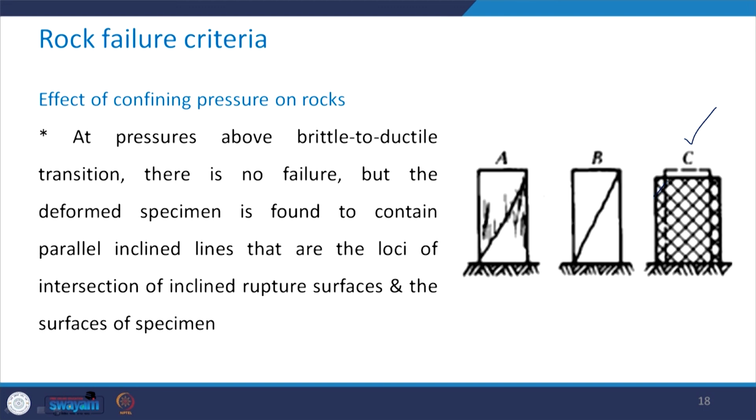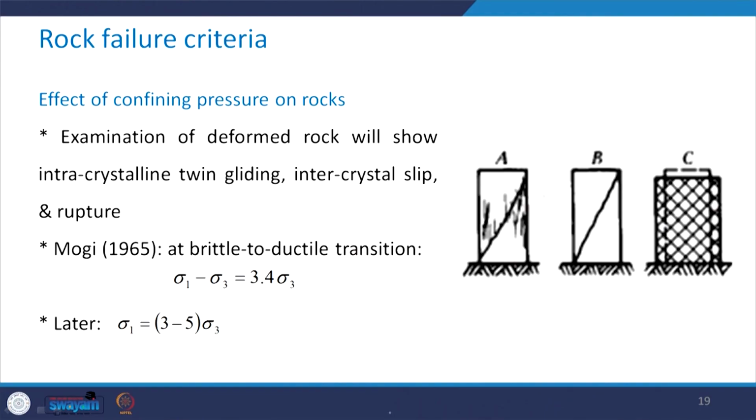So, you can see here that you are getting these two sets of inclined lines which are intersecting the surface of the specimen. One is in this direction and another one is in this direction, which is kind of perpendicular to the earlier one. So, this is the situation that you will get at the pressures above brittle to ductile transition. Now, the examination of the deformed rock will show intracrystalline twin gliding, intercrystal slip, and finally the rupture in such situation.